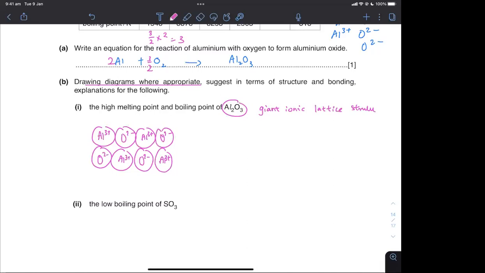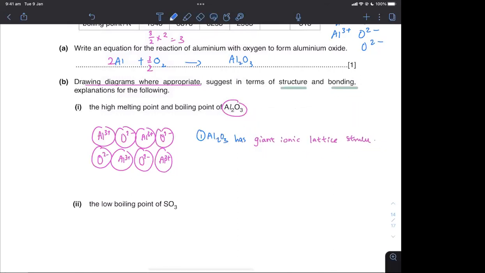So what happens is we need to break, well, structure and bonding. So the first thing I do really is I must state the structure. Al2O3 has giant ionic lattice structure. State the structure. Simple as that. Melting and boiling. So melting or boiling, what do we need to break? Okay, so melting or boiling, Al2O3 needs to break. What are you breaking?